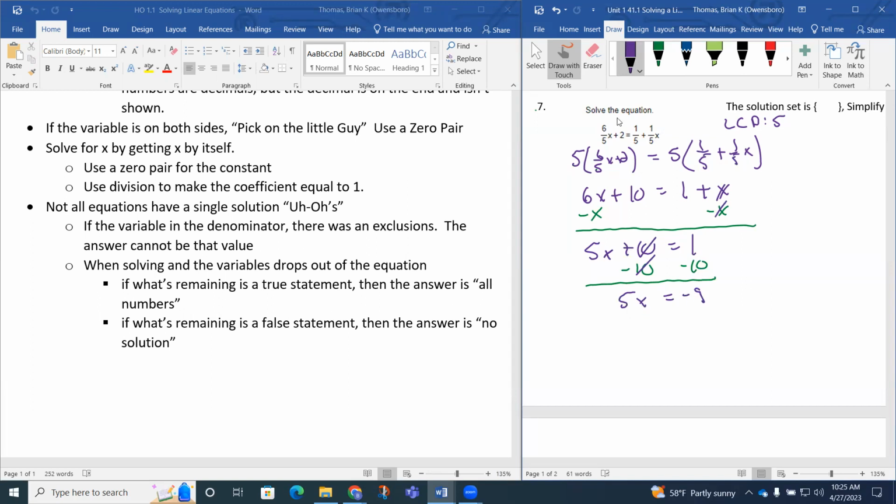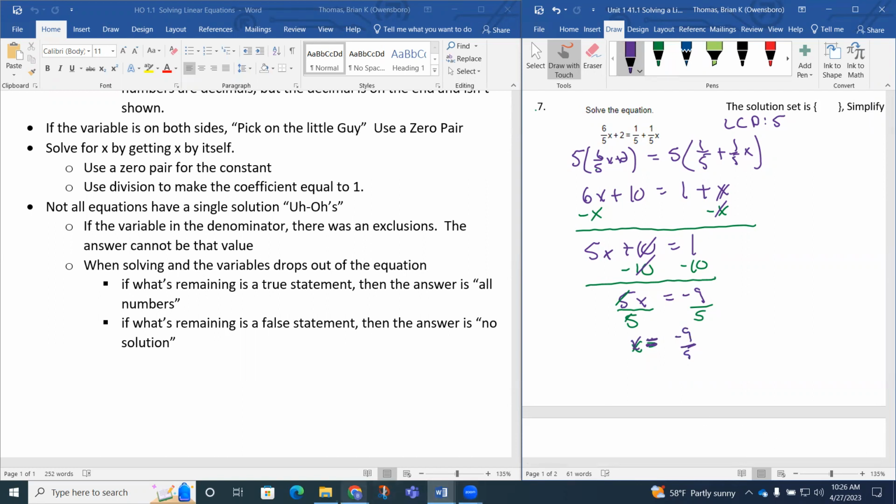So then to get the coefficient, the 5 is the coefficient. Notice how we want to use division to make the coefficient equal to 1. So I want to divide by the coefficient. I want to divide by 5 here, as long as I divide by 5 over there. So that's how the 5's will divide out. X is going to equal then -9/5. Now, remember the fraction has to be simplified.